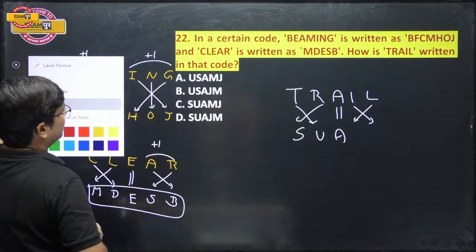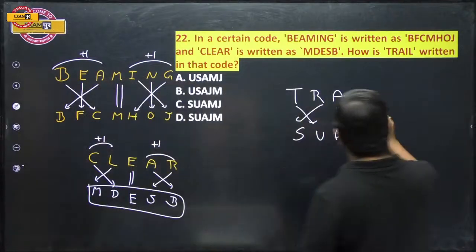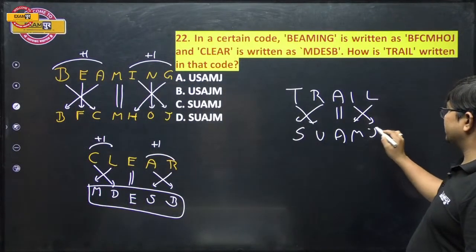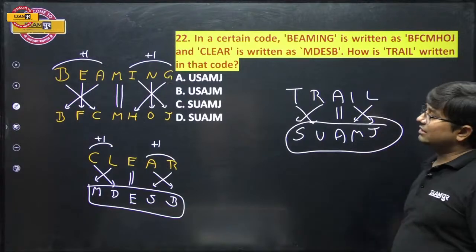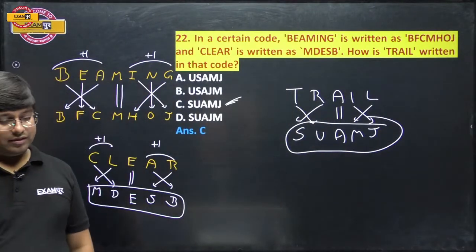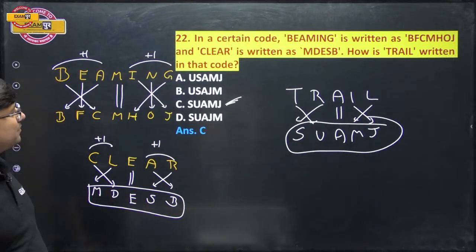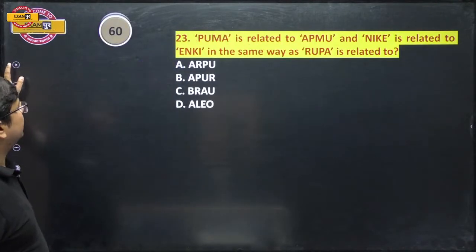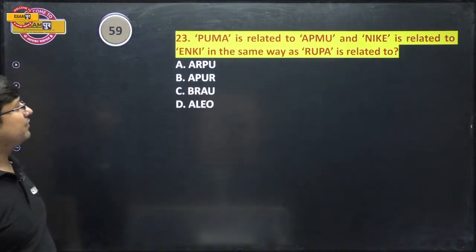Now, the moment we solve this, again the same thing. L plus 1 M, I plus 1 J. This is the right answer, and therefore option C is the right one. Getting it, everyone? Aman Bajpai, very good, very good. Now, quickly, everyone.